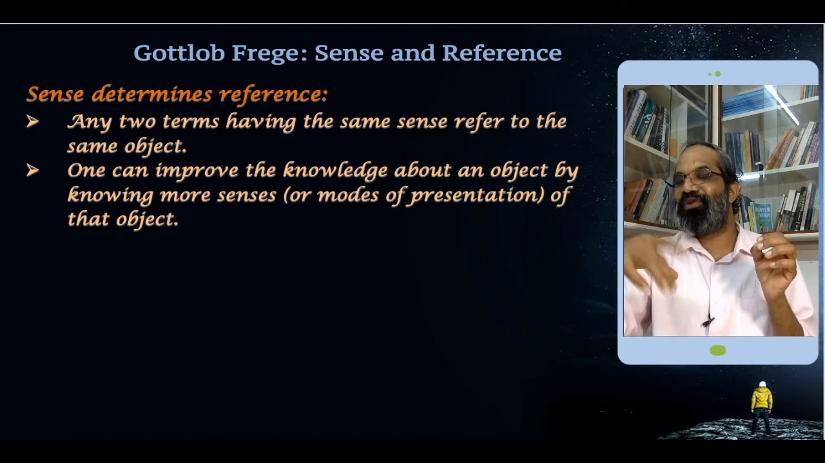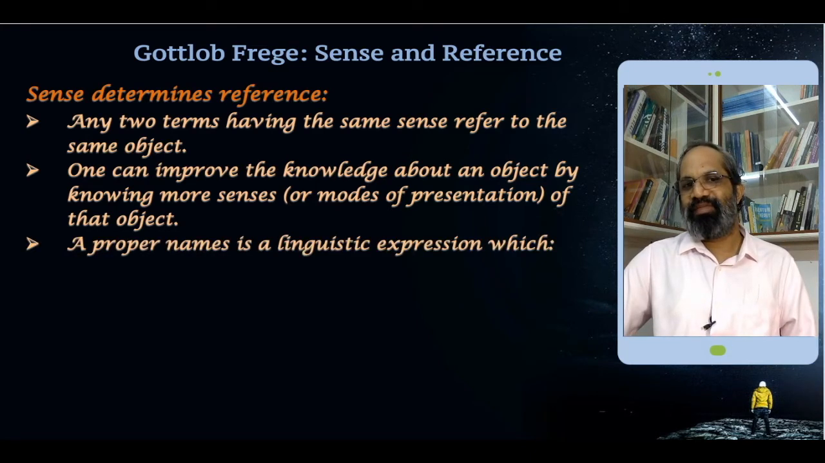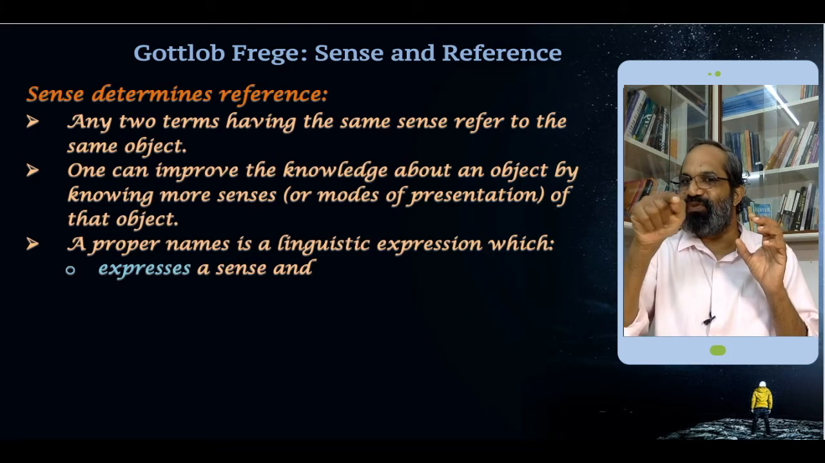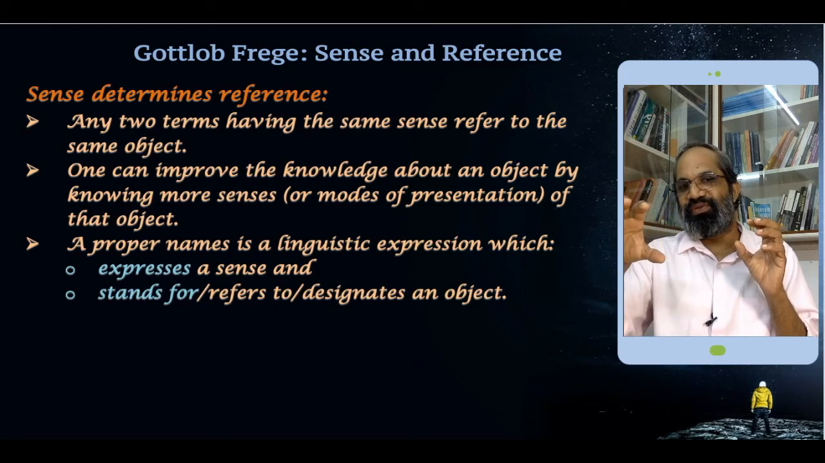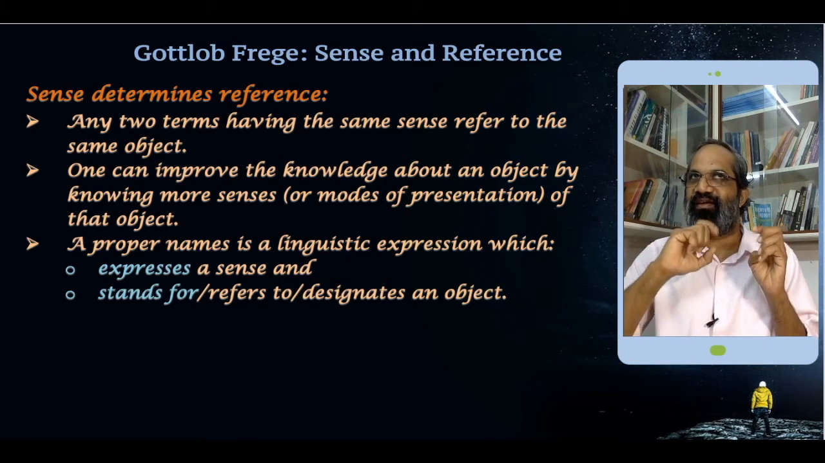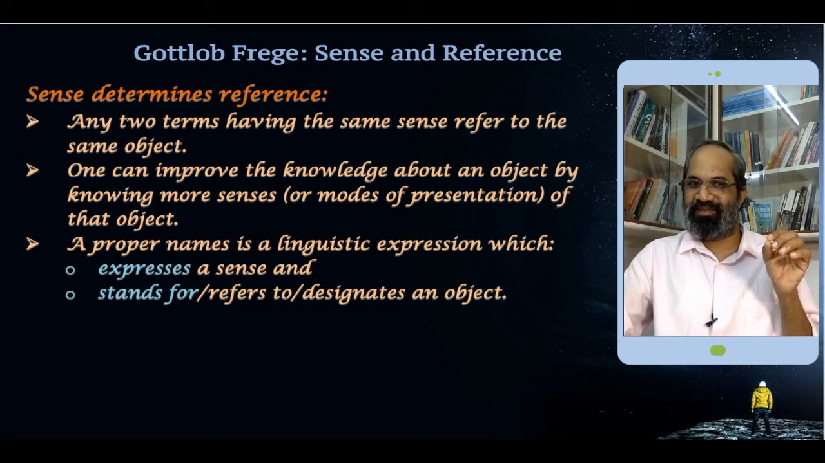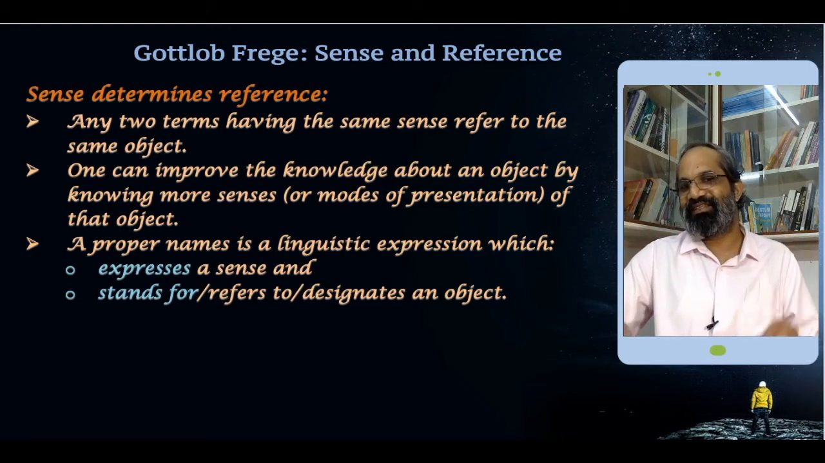So if we overlook the sense, we lose the cognitive value. Then a proper name is a linguistic expression which expresses a sense, and we have seen that through that sense we reach that object. And also it stands for, or refers to, or designates an object. It expresses a sense and it designates an object. The present Prime Minister of India expresses a sense, and at present it designates an object, a person. That's Narendra Modi.